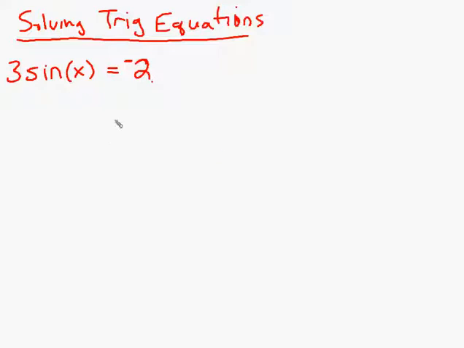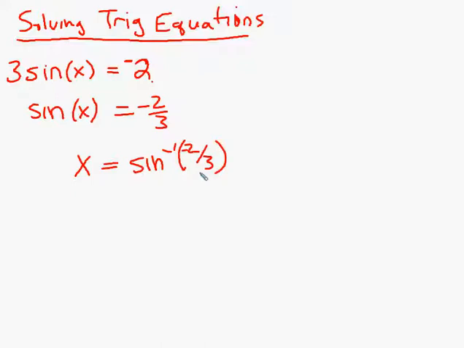Okay, so to solve this, we're first going to divide by 3. So we get sine x equals -2/3. And whenever we're looking for an angle, we do an inverse. So x equals inverse sine of -2/3. You don't even have to put the negative in there, you can just leave it as 2/3. It will matter when we're getting the repeat answers, but just for the sake of argument, I'm going to leave it in.